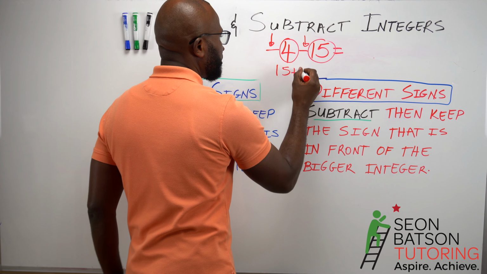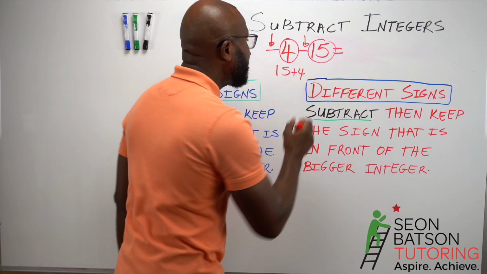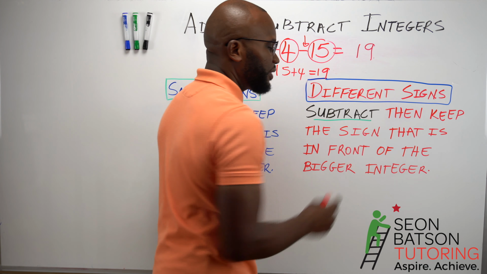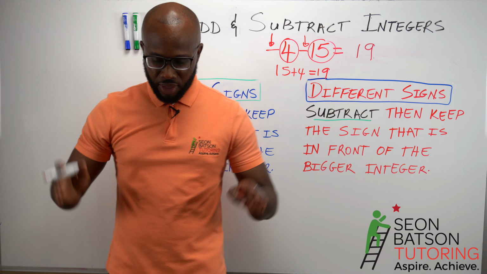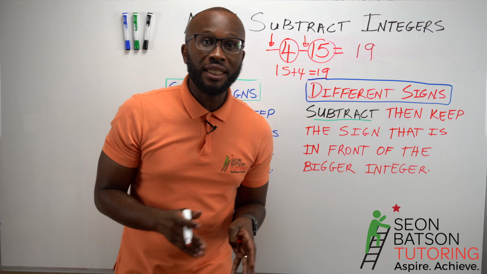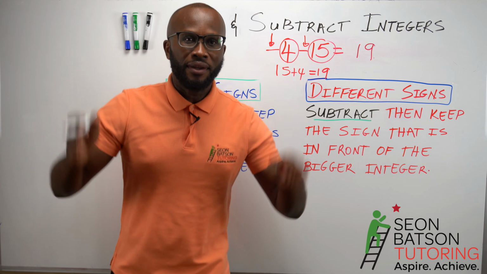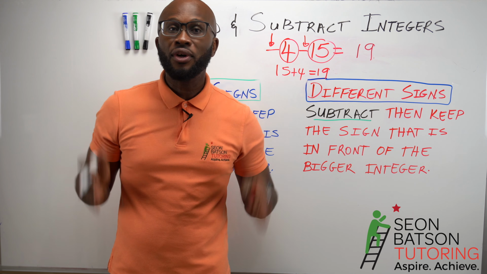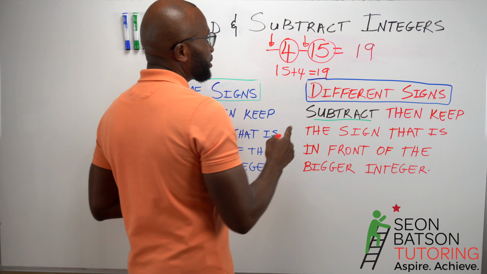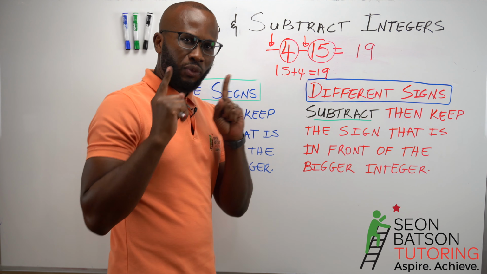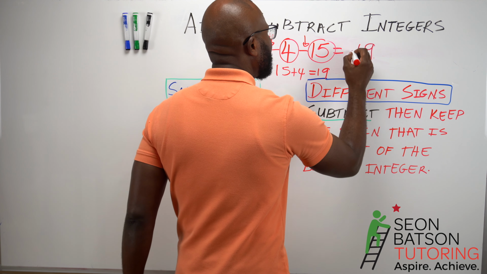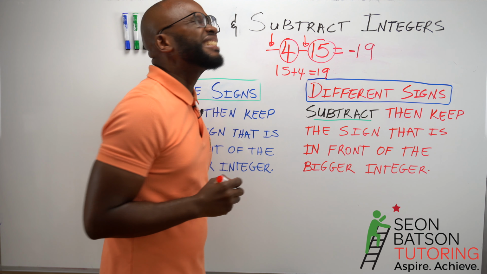15 plus 4 will give us 19. Very good. But don't forget the last part of the rule. After adding or subtracting, you must keep the sign that is in front of the bigger integer. In this example, the bigger integer is 15. And what sign is in front of the 15? It's the negative sign, or the minus sign. So our answer is negative 19.